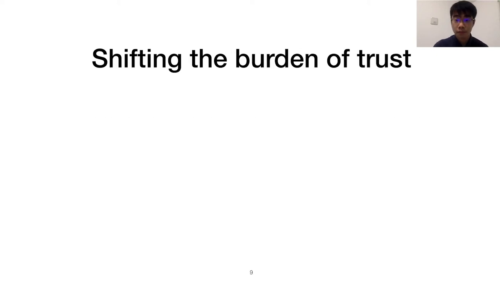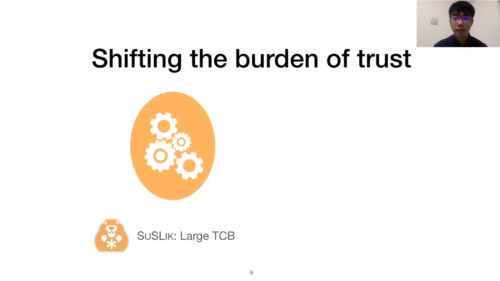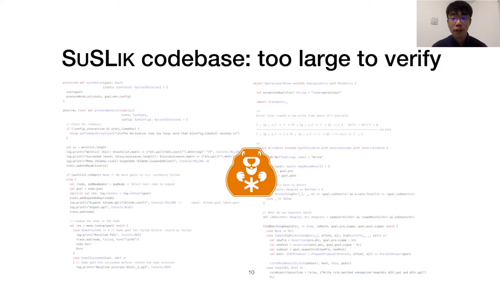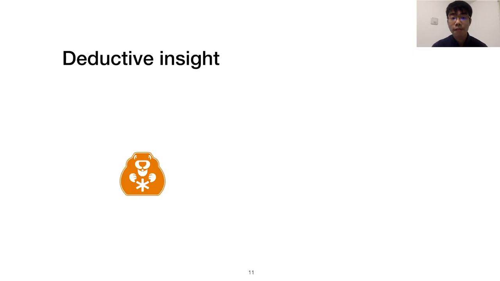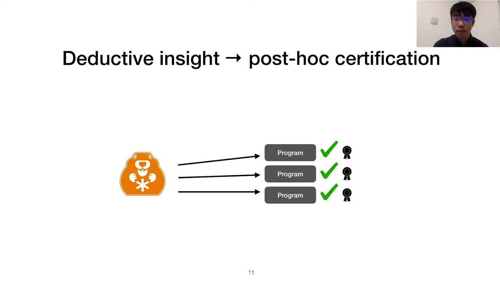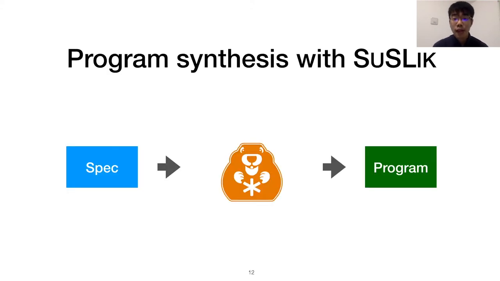Let's return to this issue of trust. Our earlier misgivings arose because Suslik has a large trusted codebase, or TCB. Ideally, we'd like to offload the burden of trust to something with a more minimal TCB, like the Coq Proof Assistant. Coq proof certificates are widely treated as a correctness guarantee for important theorems and programs. Suslik's codebase is quite large, so it's impractical to verify its entirety in Coq. But luckily enough, Suslik's deductive approach to synthesis makes it suitable for post-hoc certification, where we generate proof certificates for each synthesized program. To see how it could be done, let's understand how Suslik synthesizes programs from specifications.